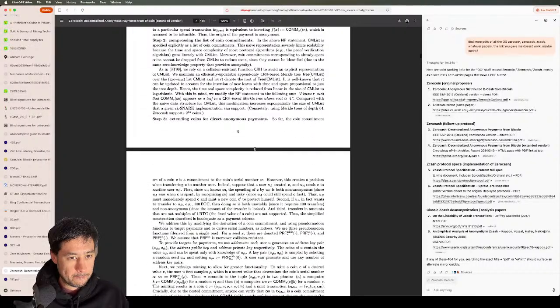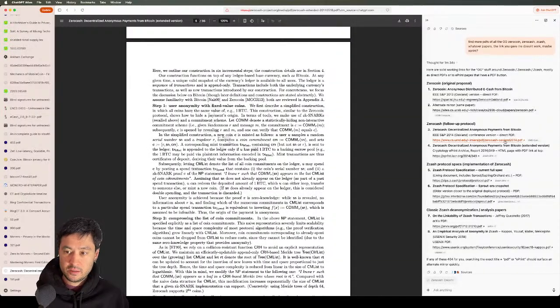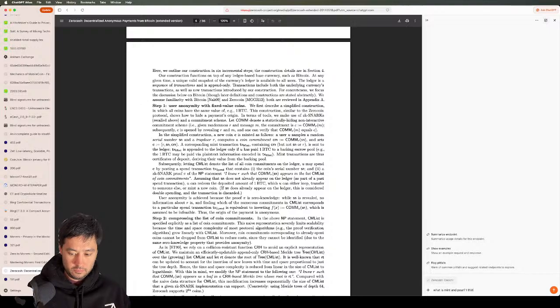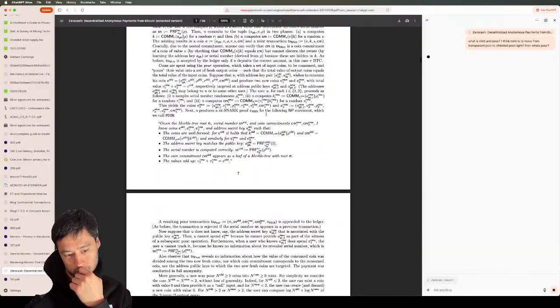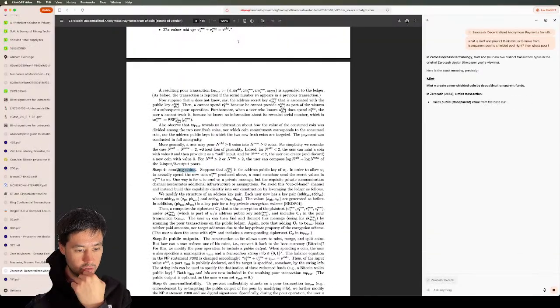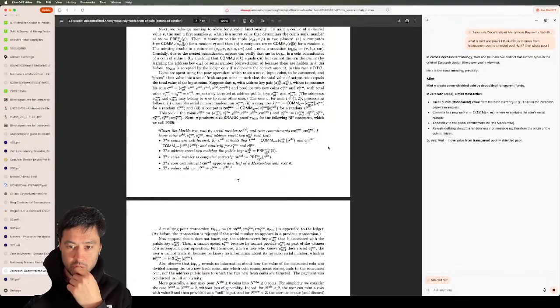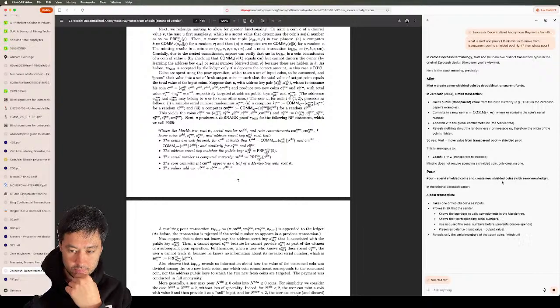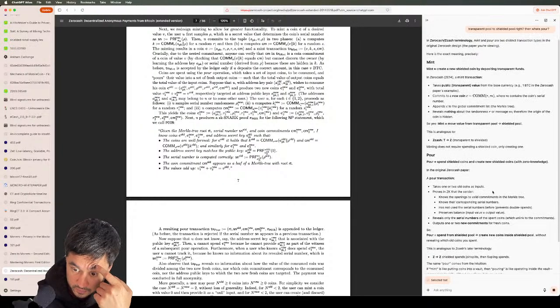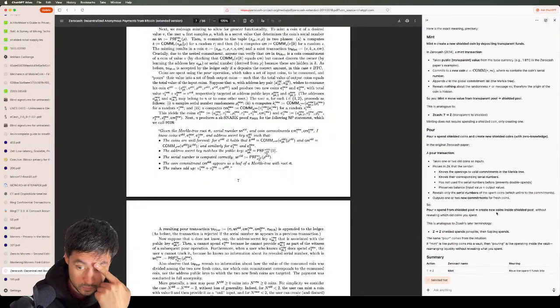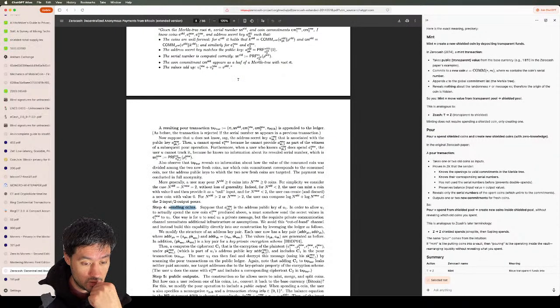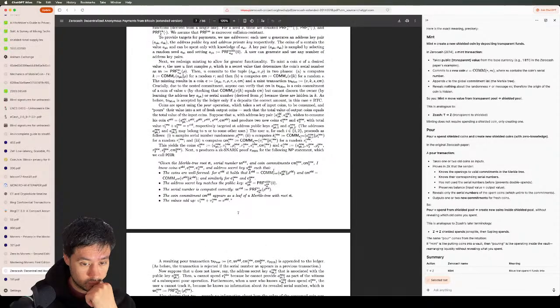Wait, what is this pour? Mint and pour? Let me ask here. So we're not at the sending coin. So we are going back to the transparent stuff. Spend shielded coins and create new shielded coins. What? Then what's the sending coin stuff? All right, okay, let's finish. So what is RT?